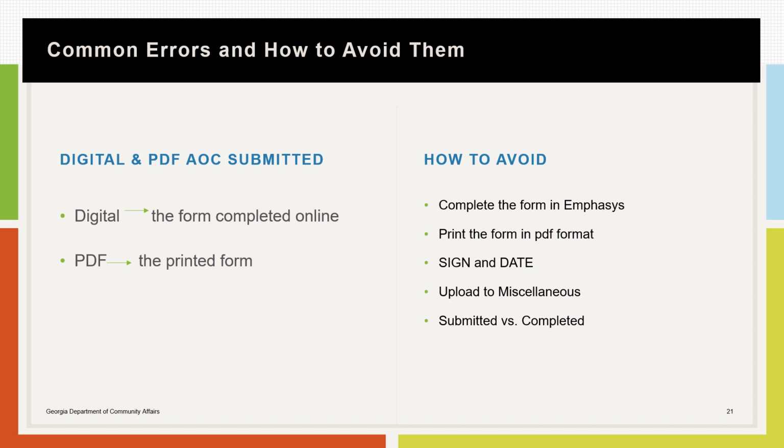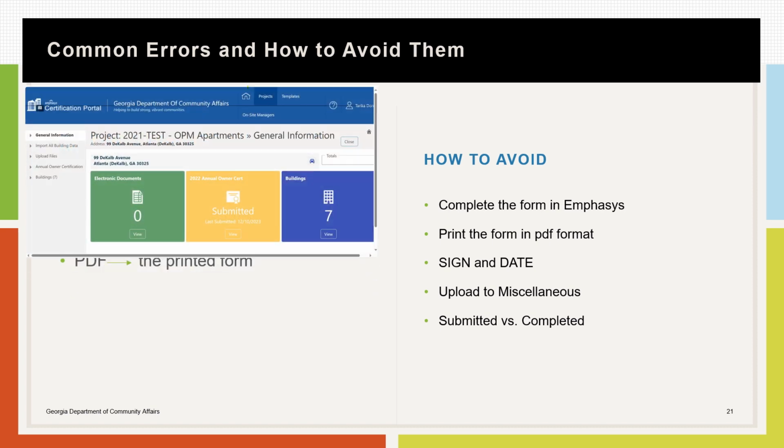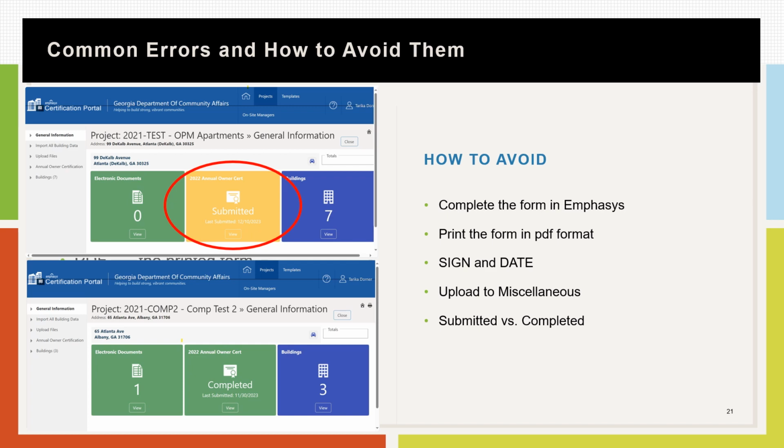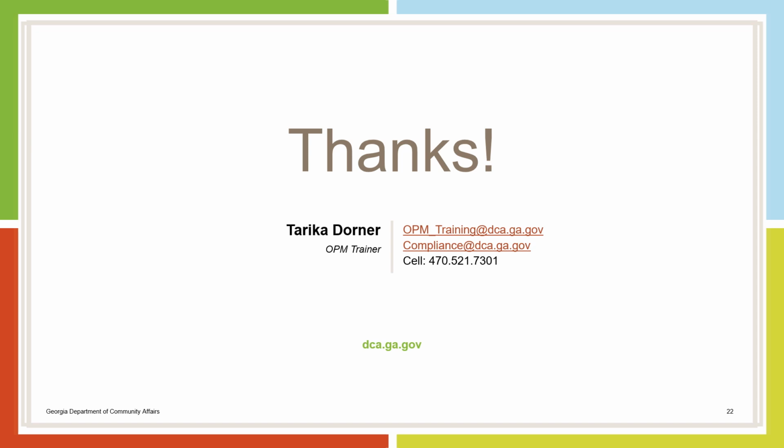This is the difference between your AOC being submitted versus your AOC being completed. When you've completed the digital version and hit Submit Tenant Cert, Emphasis will show you that you have submitted the AOC. But once the form has been signed, dated, and uploaded, and it has been received by DCA and reviewed, then the AOC tile will change to green and it will read completed. And that's it. That's how you complete the 2023 AOC.